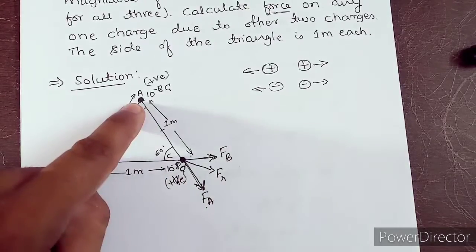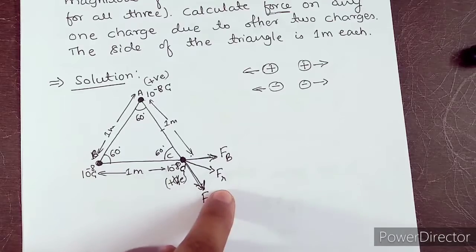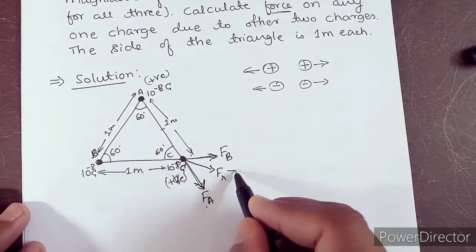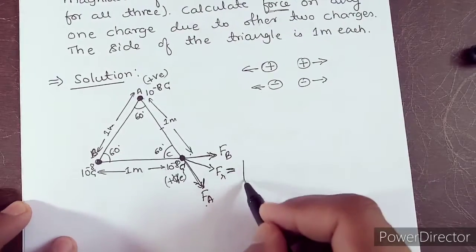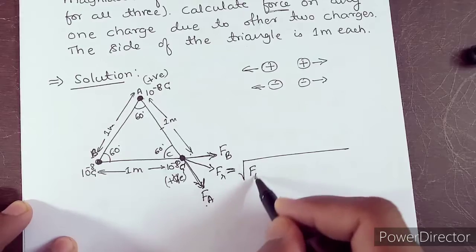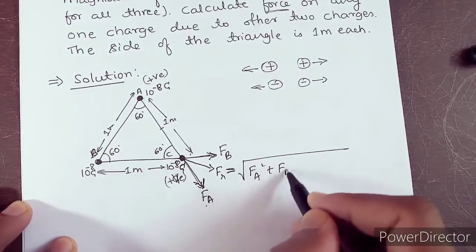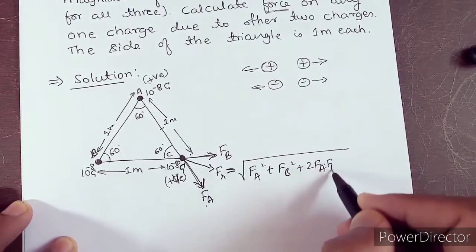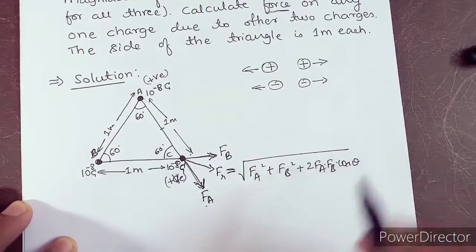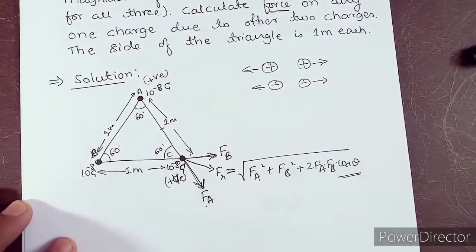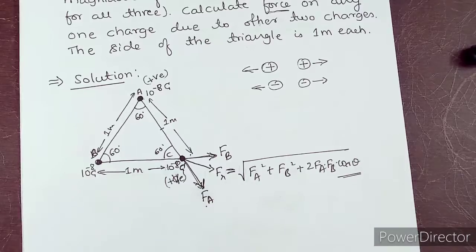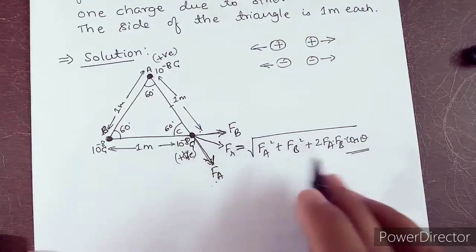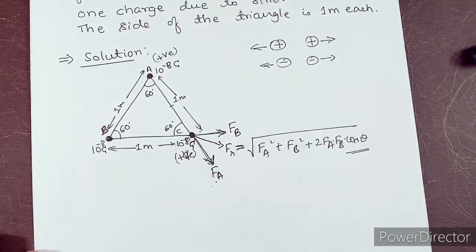Fa is only due to this charge, Fb is only due to this charge, but this resultant force is due to both Fa and Fb. Okay, so how to find Fr, the resultant force? That is given by square root of Fa square plus Fb square plus 2 Fa into Fb into cos theta. This formula you already know, and you have studied this in vectors. Do remember that. Okay, so first I will find out Fa, then Fb, then we can substitute that here to find the resultant force.